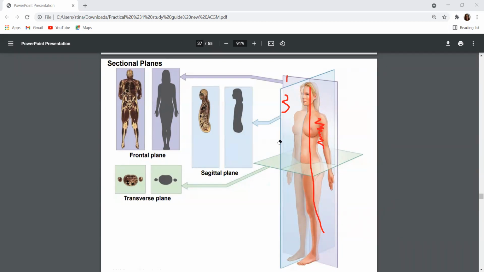Then we have another one that is not listed here, but you do have to know. So if I take my pen again, and I cut something at a diagonal cut, that's called oblique, O-B-L-I-Q-U-E, oblique. So that is an oblique sectional plane. So oblique is cutting it at a diagonal line.